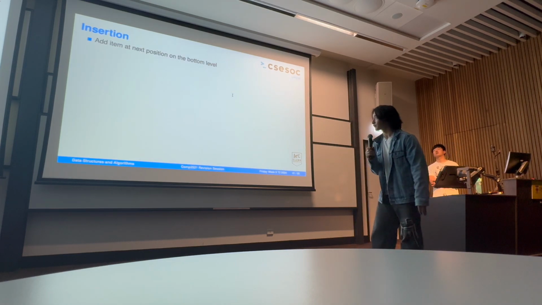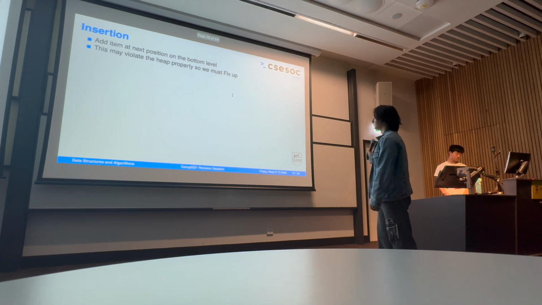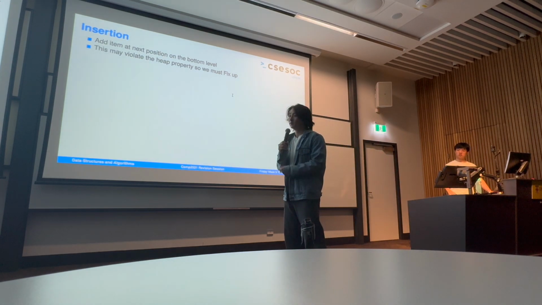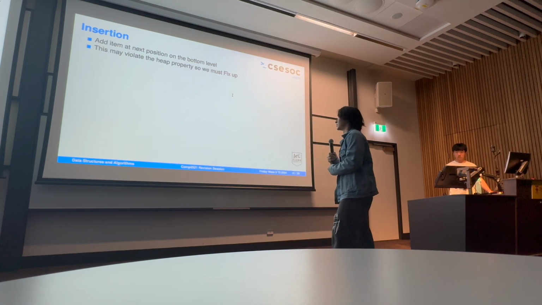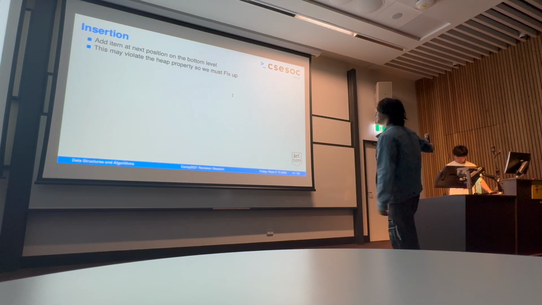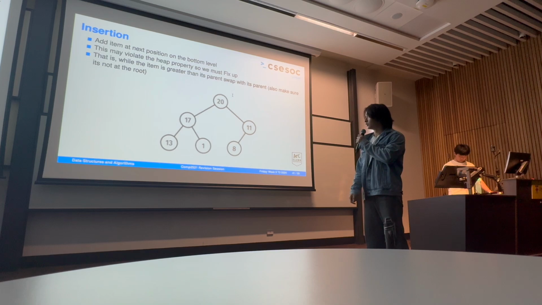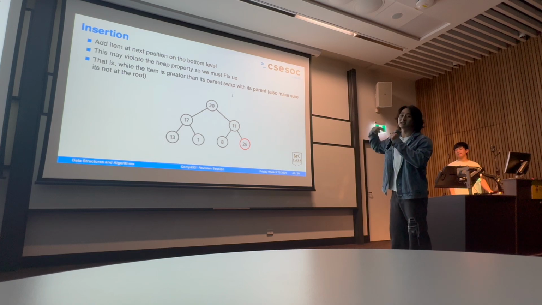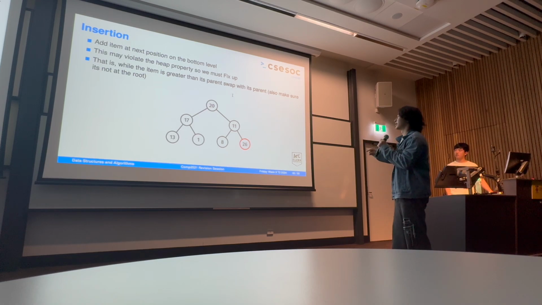For insertion, what we do is we add the item at the next position on the bottom level. But the problem is this may violate the heap property. If we just put it at the bottom right, let's say we have a max heap, it could be bigger than the parent, or vice versa for a min heap. So we have to do a fix-up operation. While the item is greater than its parent, swap with its parent, also making sure it's not at the root. If it's at the root already, it's already the biggest or the smallest, and there's nothing above it to swap with.